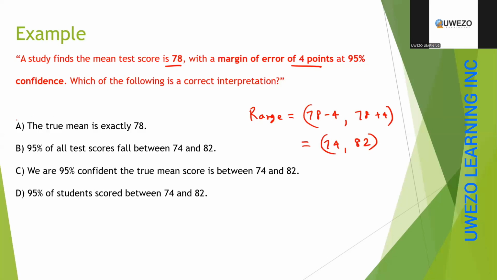Now we can eliminate option A because we cannot calculate the true mean from a survey. And it's definitely not 95% of all test scores or 95% of all students. The 95% confidence means that we are 95% confident that the true mean score is somewhere between 74 and 82. So in sampling, it's not strictly about choosing the right answer. It's all about choosing the best option available among the options.